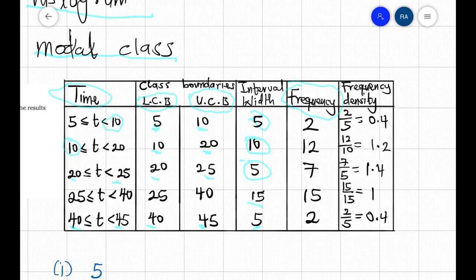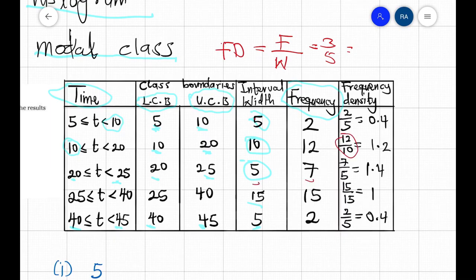Now, how do we calculate frequency density? Let me denote frequency density as FD. FD is equal to the frequency divided by the class width, or the interval width. If you take the first one, the frequency is 2 and the class width is 5. So 2 over 5 will give you 0.4. Then the next one will be 12 divided by 10, giving you 1.2.